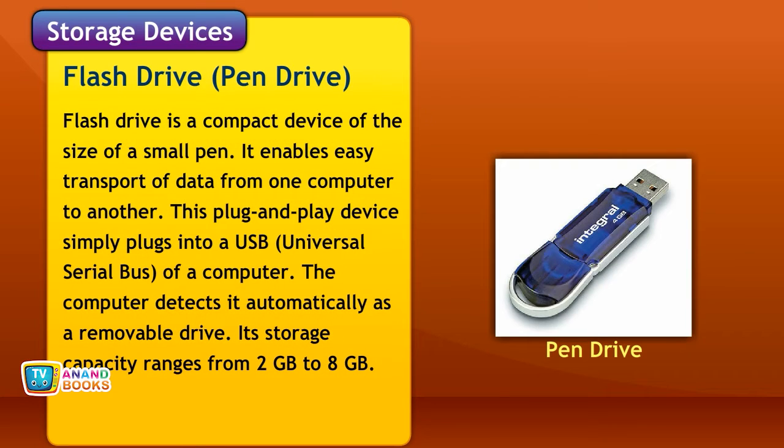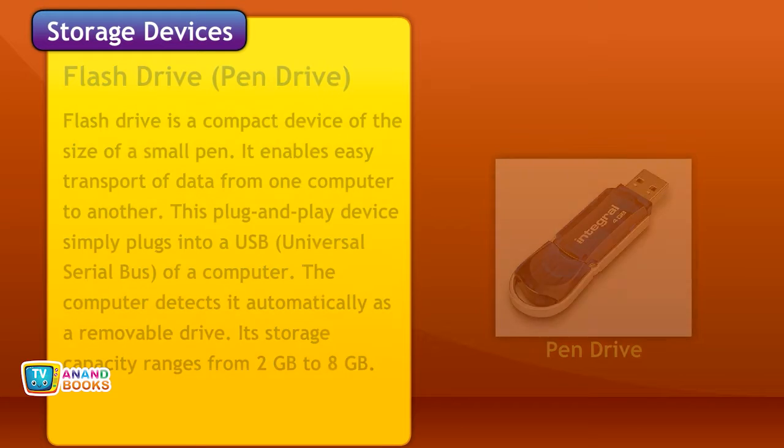Flash drive, pen drive. A flash drive is a compact device of the size of a small pen. It enables easy transport of data from one computer to another. This plug and play device simply plugs into a USB, universal serial bus, of a computer. The computer detects it automatically as a removable drive. Its storage capacity ranges from 2 GB to 8 GB.